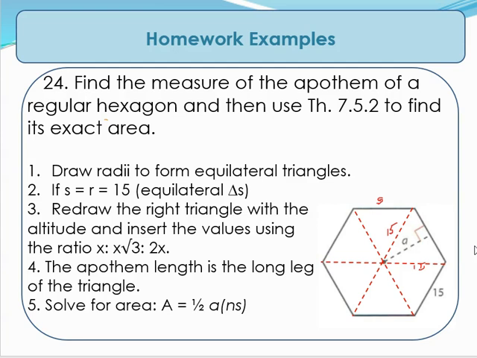Redraw the triangle, just like I did in the last slide, with the altitude and insert the values using the ratios. The apothem length, this A length here, is the same as the long leg of your ratio, the x square root of 3. Once you've found that long leg, you can solve for the area using this formula.